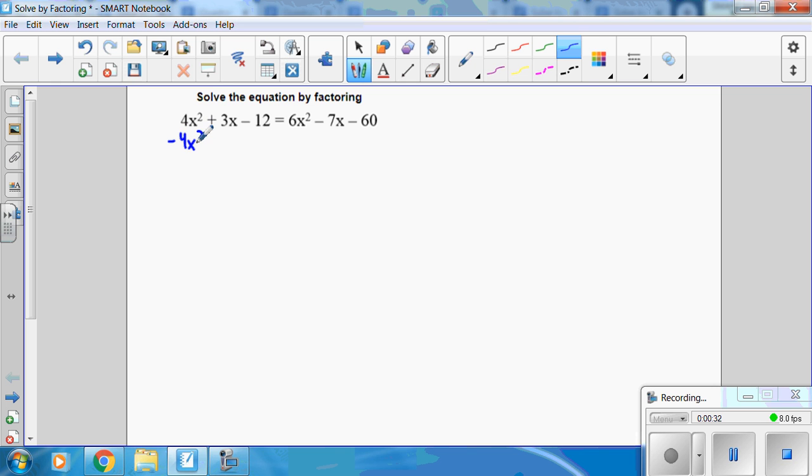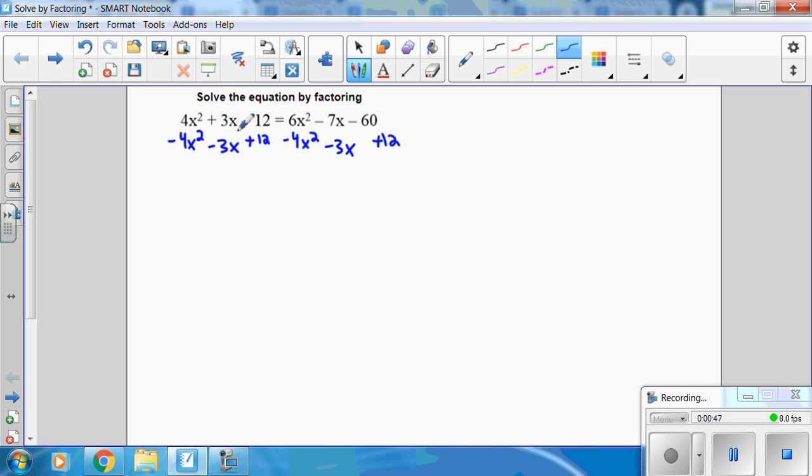So let's subtract 4x squared from both sides. We've done that, gotten rid of that. Get rid of the 3x by subtracting it, and we'll do that over here. And then get rid of the 12 by adding 12. And we'll add 12 here.